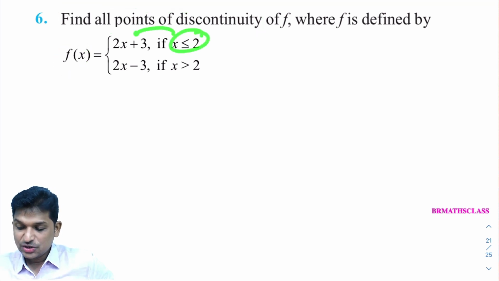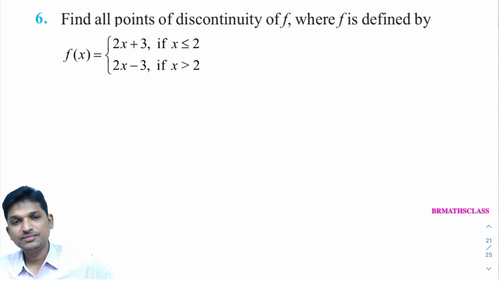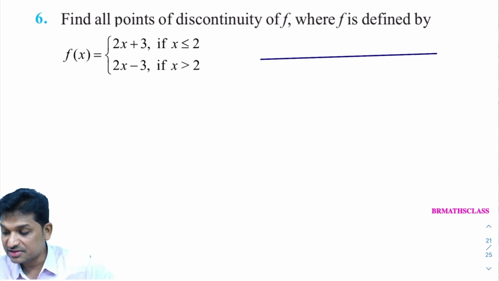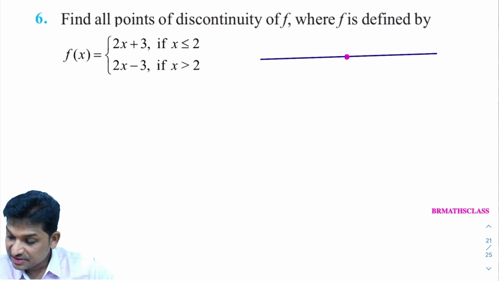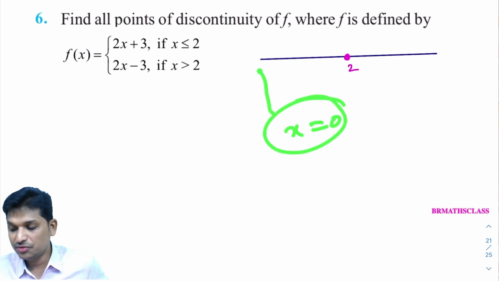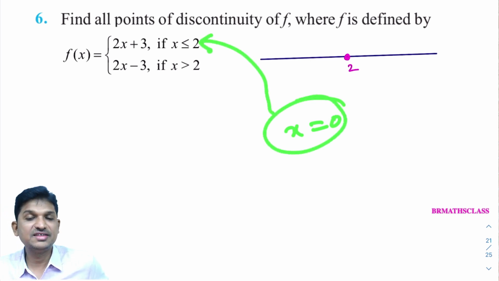When x is less than 2, this function. When x is greater than 2, this function. Where is this function defined? This function is defined on the entire real numbers. Look here, I'll mark these things. This is 2. The question now is, when x equal to 0, which function to choose? X equal to 0, which function to choose? 0 is less than 2, right?